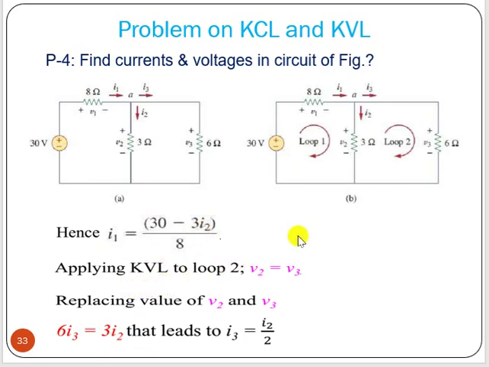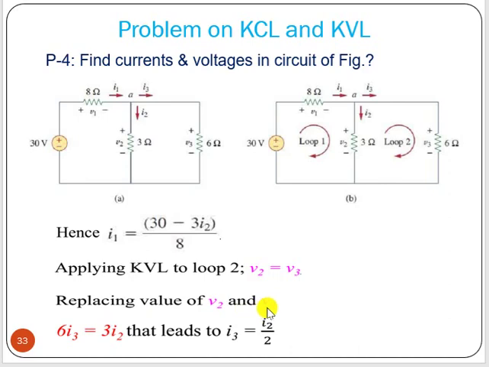Now we can write KVL at loop 2. Here V2 and V3 are parallel with each other, so V2 equals V3. So always you have to consider series connection or parallel connection. Then you have to apply KCL or KVL, Ohm's law. All these things you have to keep in mind.